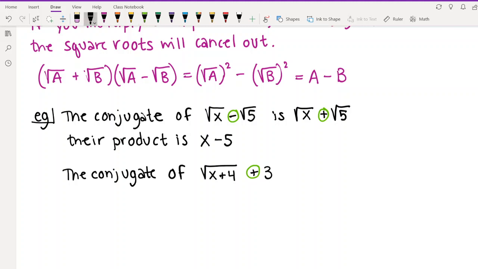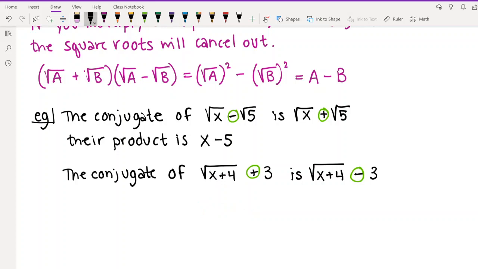A really important thing: I'll write out what the conjugate is, and then I'll tell you what the conjugate isn't. It's really important that you're only changing the sign that's between the two things that are getting added and subtracted. So it would not be correct to say the conjugate is square root of x minus 4 minus 3, or square root of x minus 4 plus 3, or anything. You don't want to be changing that plus sign. You're only changing the sign that's joining the two terms together.